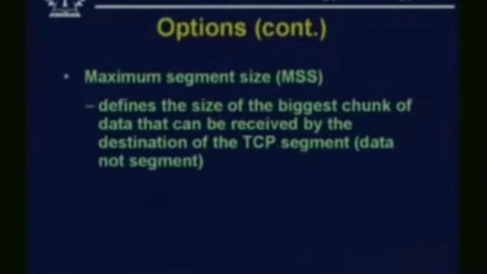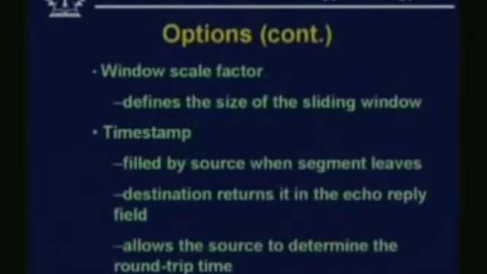If there are options, one option is maximum segment size, which defines the size of the biggest chunk of data that can be received by the destination of the TCP segment. This is the size of the data, not the segment, so taking the header out. Window scale factor defines the size of the sliding window and how it is to be changed. More about changing window sizes later on. And timestamp is filled by the source when the segment leaves, and the destination returns it in the echo reply field. This allows the source to determine the round trip time.